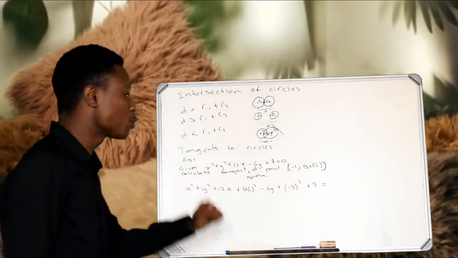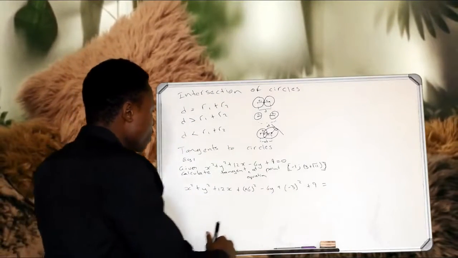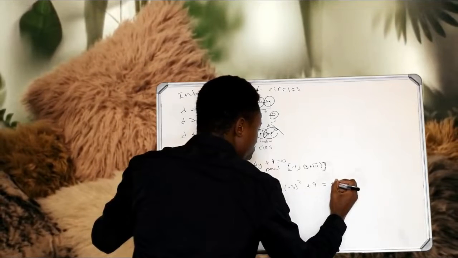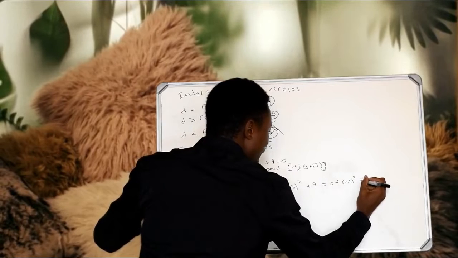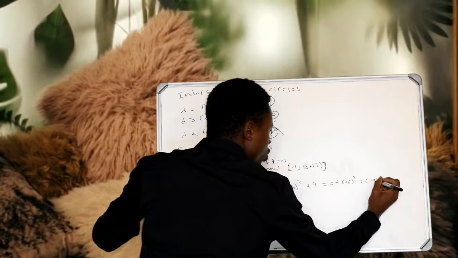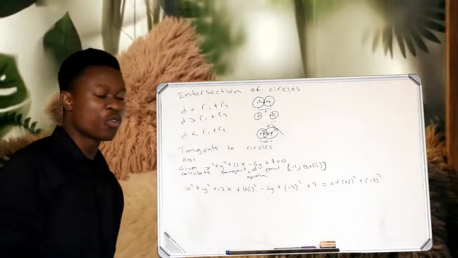So what we have to do is add the same things we added on this side onto the other side. So what do I mean by that? I will add 0 plus positive 6 squared plus negative 3 squared, right? So now that's what I have.